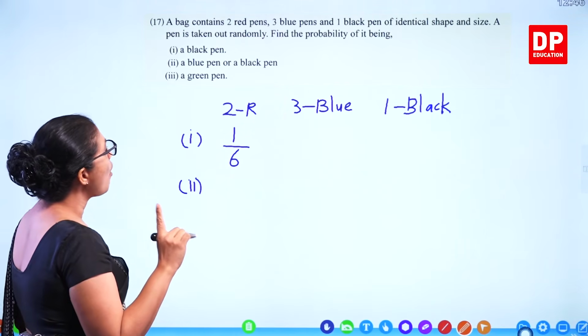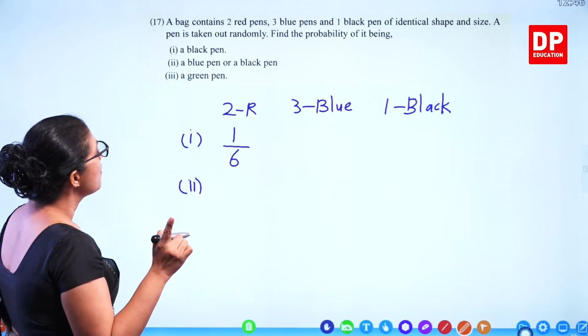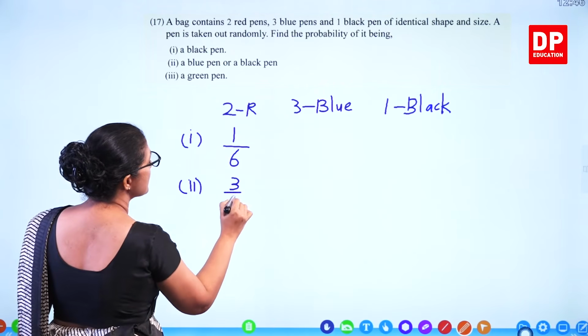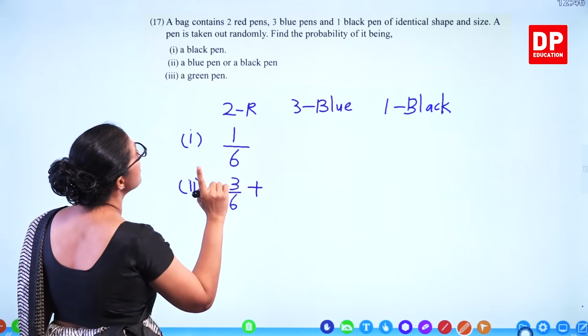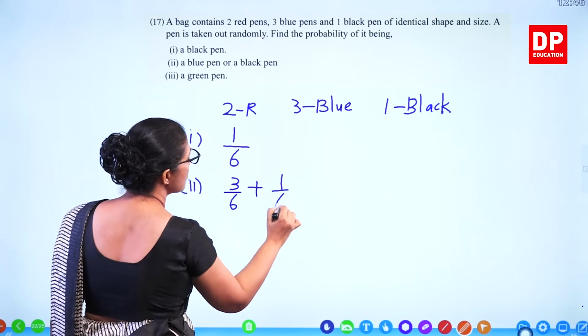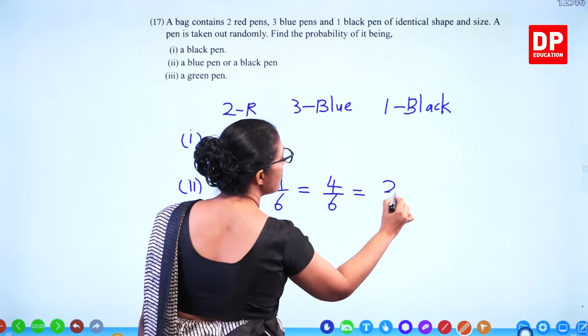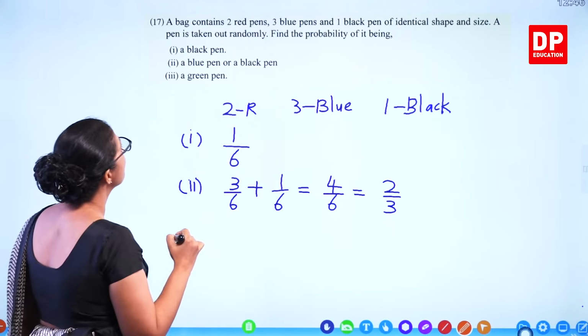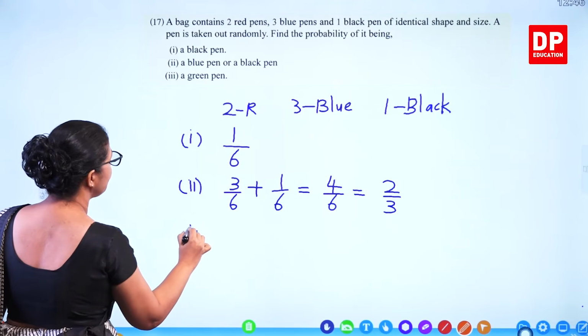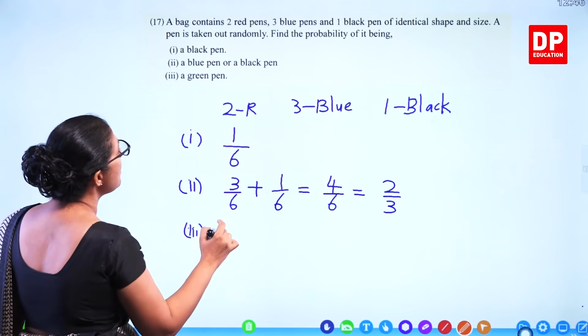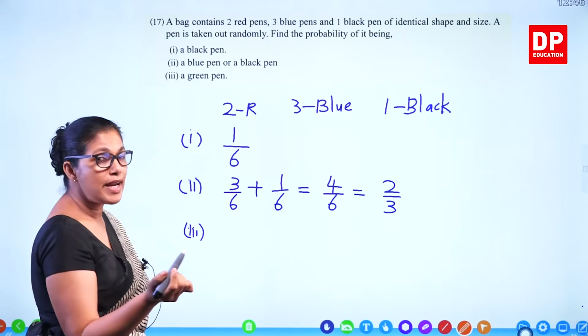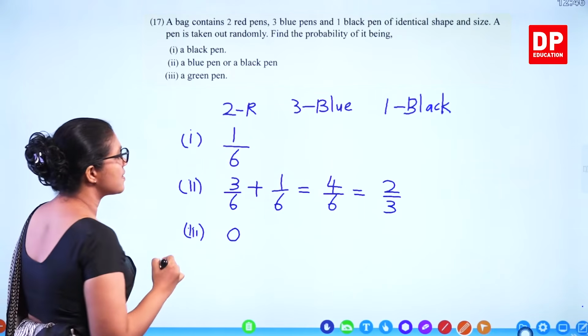A blue pen or a black pen. Blue pen is 3 over 6 and black 1 over 6. Altogether 4 over 6, or you can simplify and write 2/3. A green pen. There are no green pens, so that's 0.